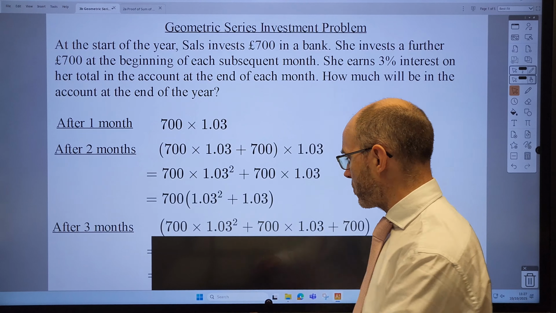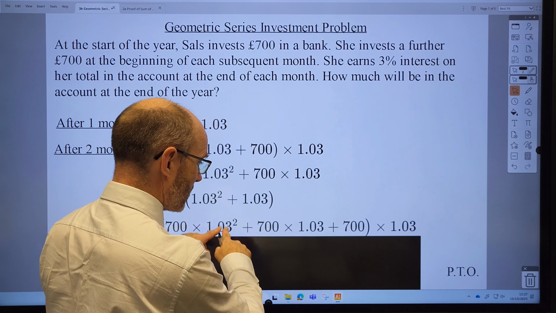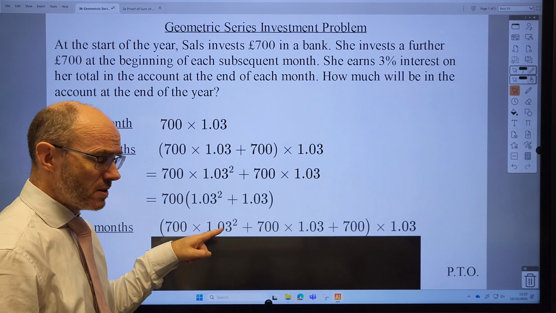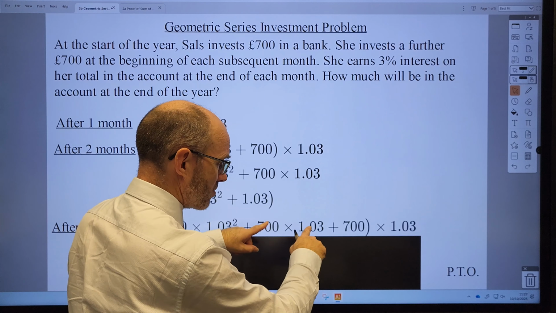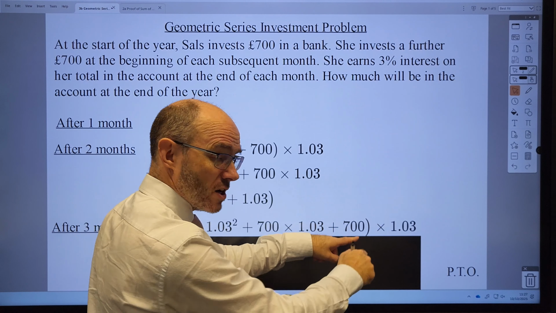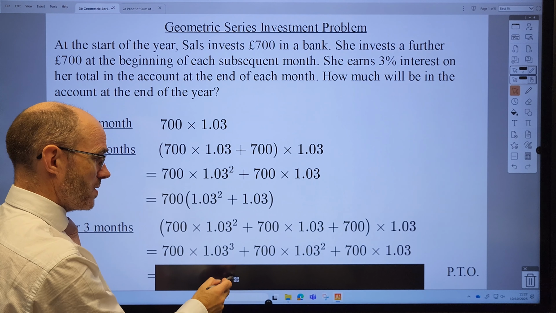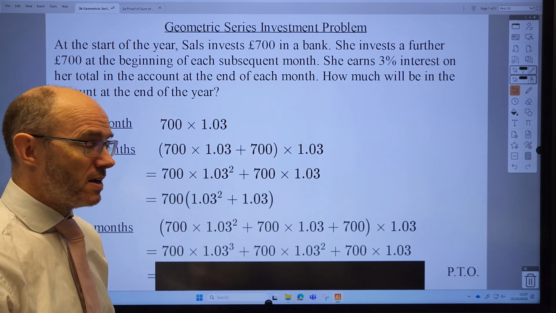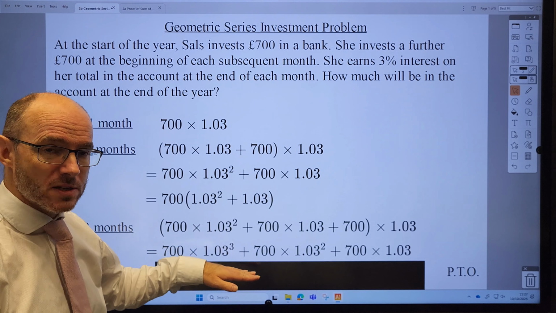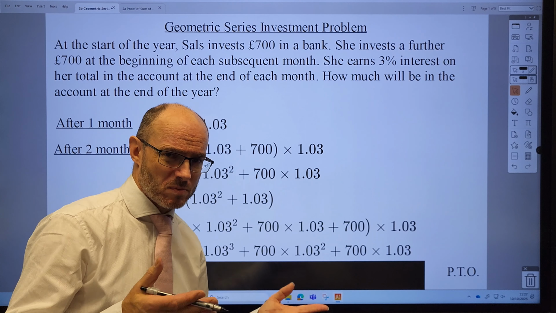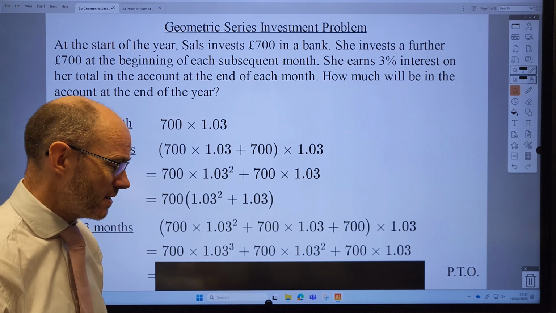Expand the brackets, you've got 700 times 1.03 cubed, plus 700 times 1.03 squared, plus 700 times 1.03. So that line there. And then I'm going to do the same as what I did before. I'm going to factorise. This bit's crucial because it will help us to solve the problem in the end, okay?